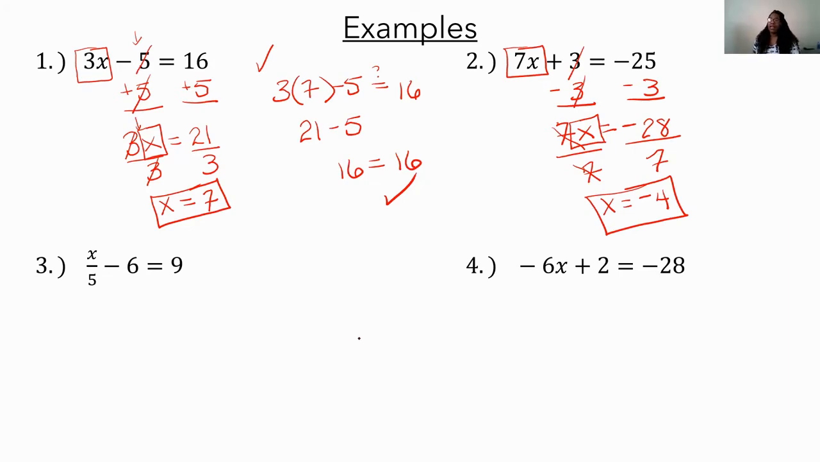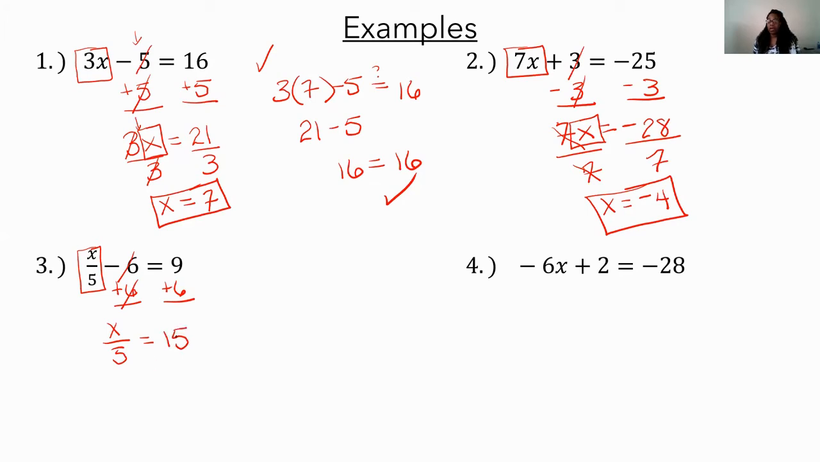So now we have x over 5 minus 6 is equal to 9. So first thing, the x is associated with this 5. So that's going to stay right where it is. We have this minus 6. We're going to add to both sides. So the 6's are going to cancel. Bring down my x/5 is equal to, we got my 15.